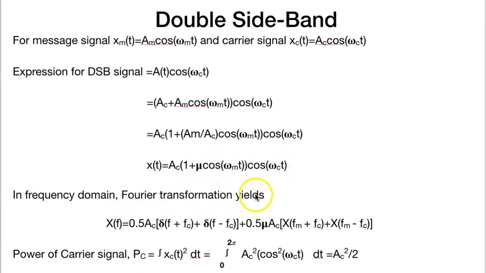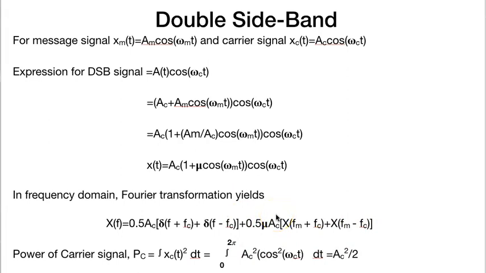On Fourier transformation, you will get 0.5 AC times delta of f plus fc plus delta of f minus fc, plus 0.5 mu AC times X of f minus fc plus X of f plus fc. Now this is the Fourier transformation of the double sideband. You can see at the fc frequency there is an arrowhead, and at fc plus fm and fc minus fm there are again two sidebands.